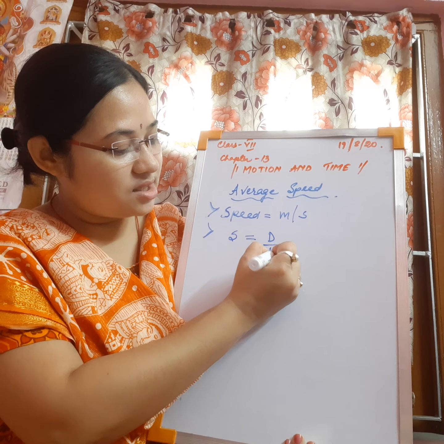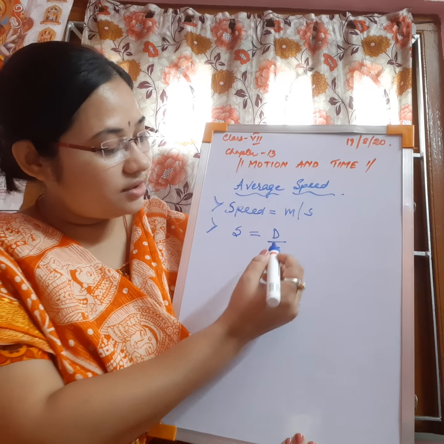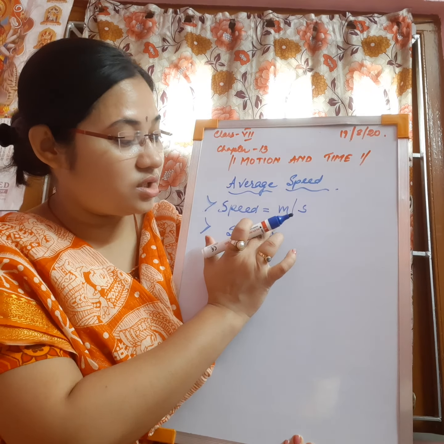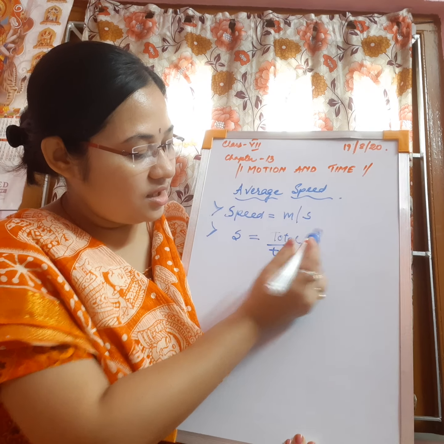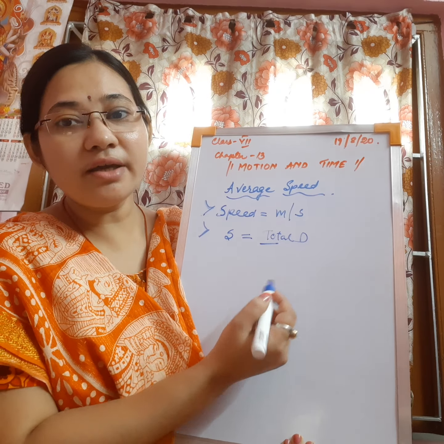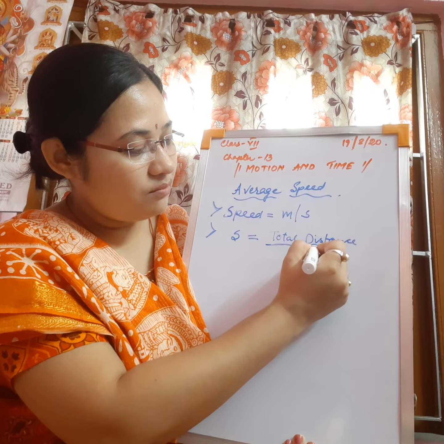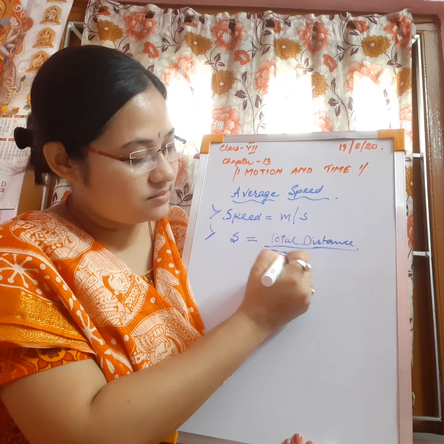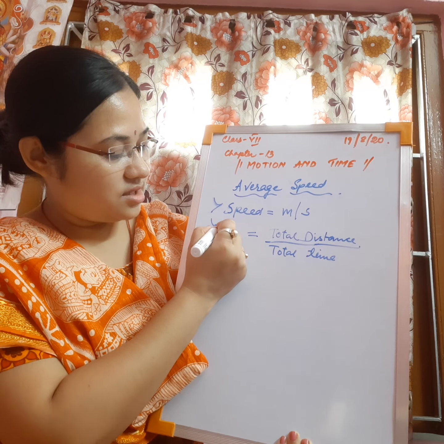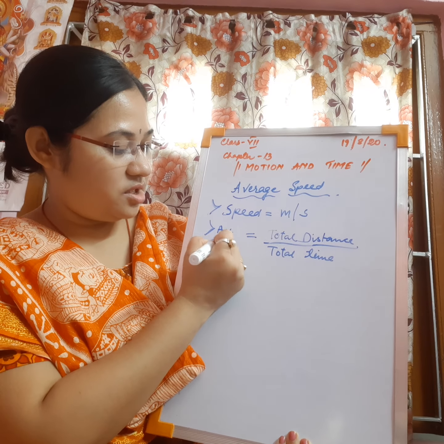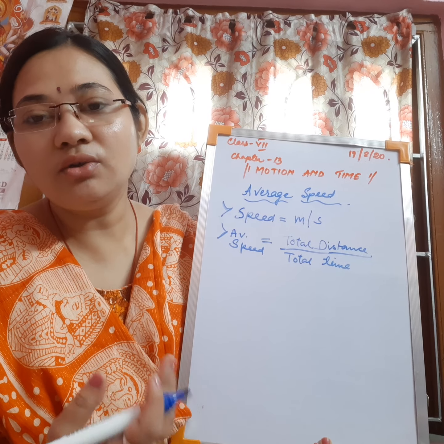Average speed is also equal to distance by time, but this distance we can now write as total distance, and instead of writing t we will write total time. So average speed is equal to total distance by total time.